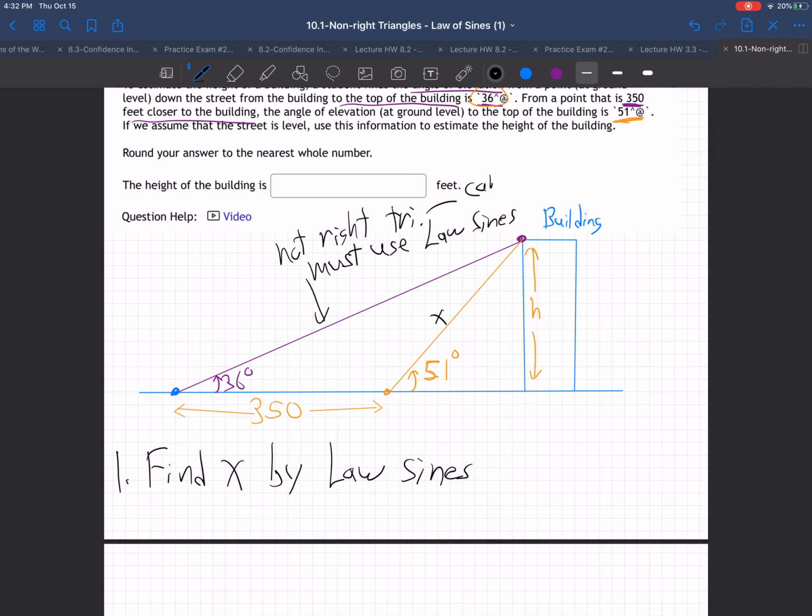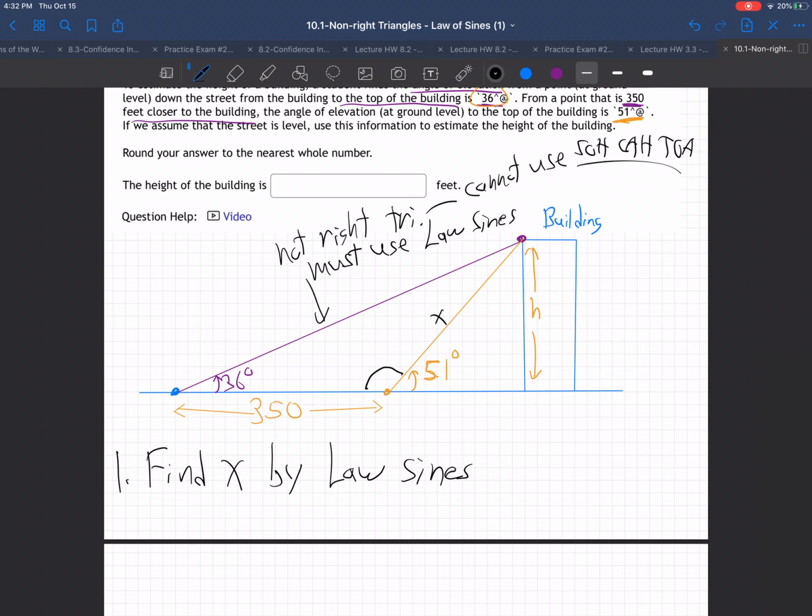We cannot use SOHCAHTOA, right? You can only use SOHCAHTOA for right triangles because the h in SOHCAHTOA is hypotenuse. You must have a right angle, right? So we have to use law of sines. To use law of sines, you must have an angle and side opposites. So let's find some angles.